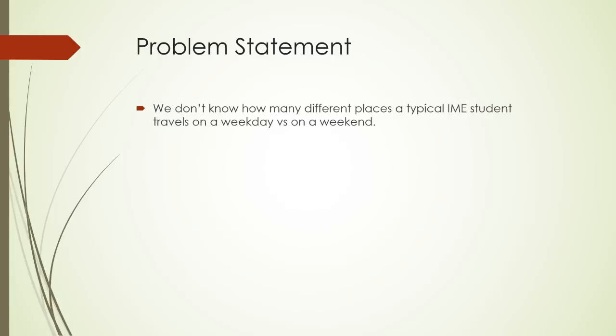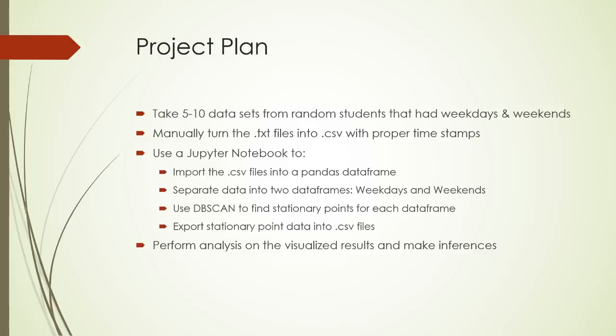So to figure this out, the project plan was to take 5 to 10 data sets from random students that had both weekdays and weekends in their data, manually turn those into CSV files with proper timestamps, so from Greenwich Mean Time to Pacific Standard Time, then use a Jupyter Notebook to import the CSV files into a data frame, separate the data into 2 other data frames, weekdays and weekends, use dbScan to determine the stationary points for each of those data frames, and then export that data into CSV files. And then from there we could perform an analysis on the visualized results and make some inferences.